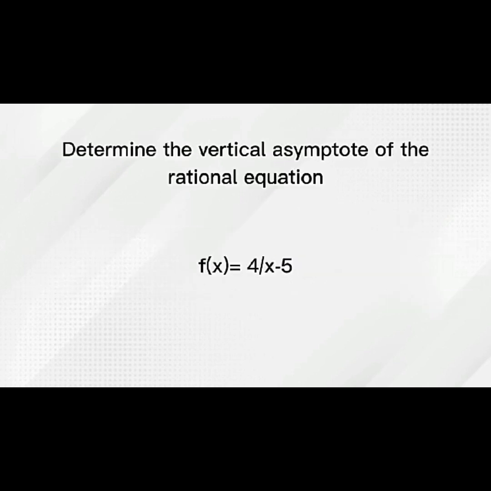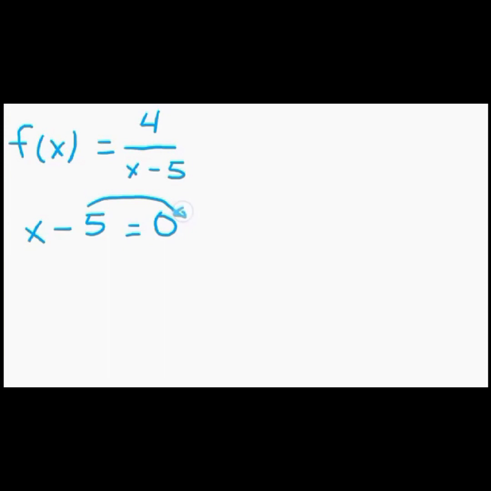An example is determine the vertical asymptote of the rational function f of x equals 4 over (x minus 5). To solve, first copy the given, which is f of x equals 4 over (x minus 5). Then equate x minus 5 to 0. Then transfer -5 to the right side of the equation, so x equals 0 plus 5. Therefore, our vertical asymptote is 5.